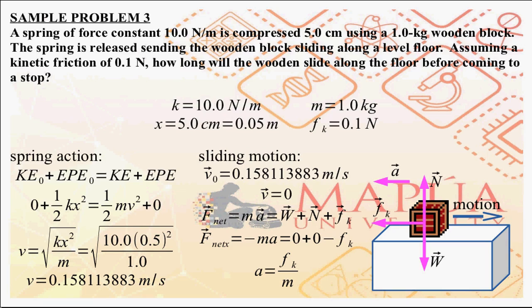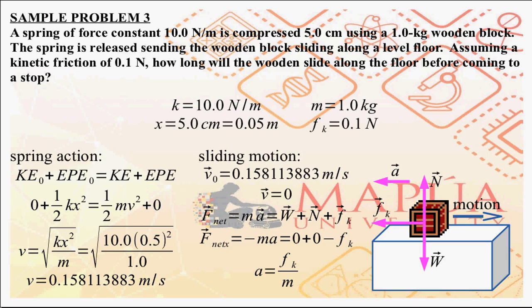Next, we have the sliding motion. After the spring pushes the wooden block, giving it an initial velocity, the wooden block will slide along the floor. The final velocity or speed in the spring action will be the initial speed or velocity of the block in the sliding motion. So v naught is equal to 0.158113883 meters per second. The wooden block will eventually come to a stop because of kinetic friction. So v final velocity is equal to 0. To be able to calculate the time of travel, knowing initial velocity, knowing final velocity, we need the acceleration of the object before we can calculate the time of travel.